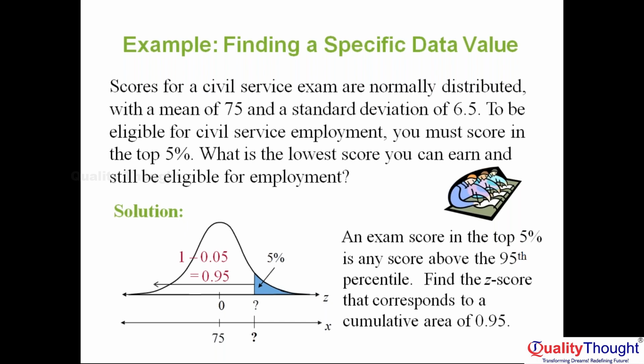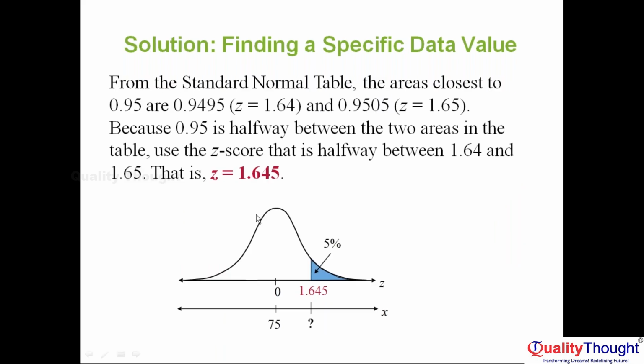So finally you need to find the z-score that corresponds to a cumulative area of 0.95. Okay, hence you will get the right value of the z-score. If you can take a look at this one, that z-score is going to be 1.645. Okay, 1.645. Got it?